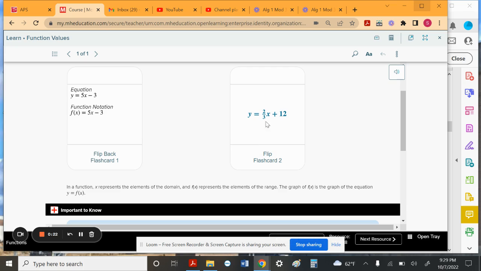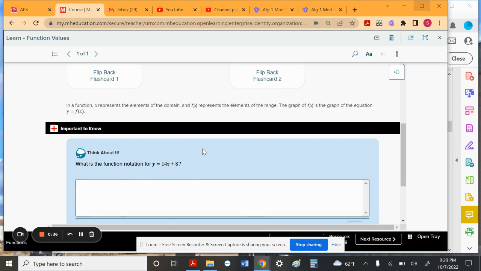And then over here, just because it's a fraction doesn't change that at all. As long as the y is all alone, then we're okay. So then we have f of x equals 2/3 x plus 12. But it is important that the y is all alone in that particular case.